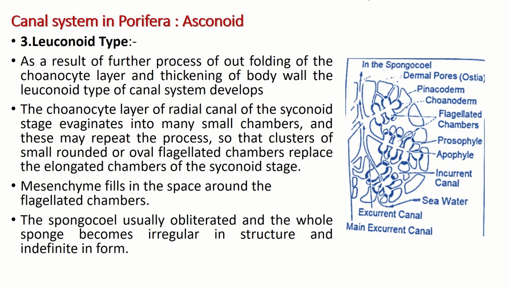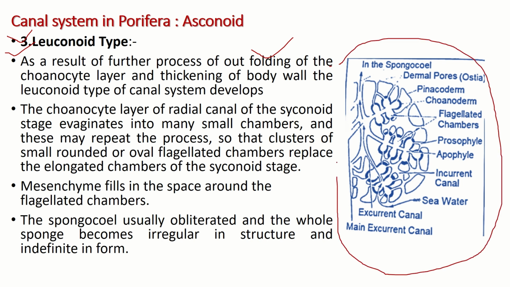And the last type of canal system is the leuconoid type of canal system. As a result of further folding of the choanocyte layer and thickening of body walls, the leuconoid type of canal system is developed. Here in this diagram we can find that further folding takes place, forming a complicated structure of the canal system, called the leuconoid type.